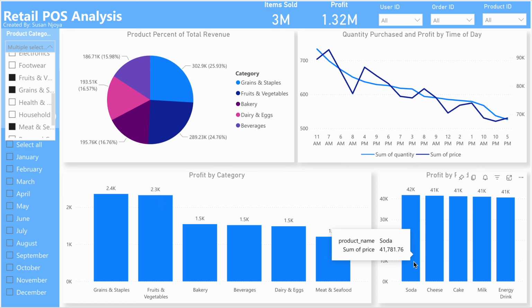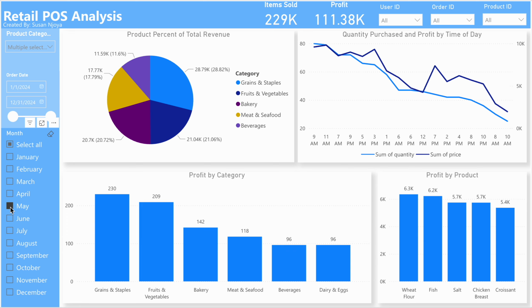Over here, we can see the specific product that is being purchased and how much revenue we're gaining from this product. So let's say we only wanted to see this information for May. So in May, we can see that the product that was most purchased is wheat flour, and that again corresponds with the fact that this is within our grains and staples category.